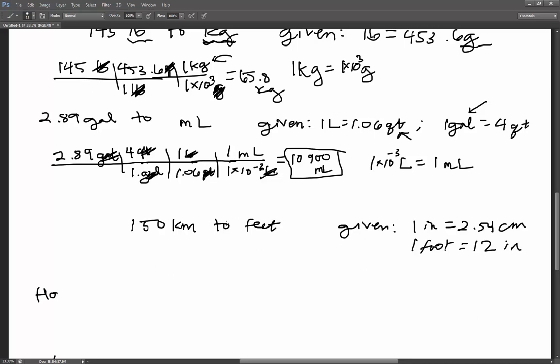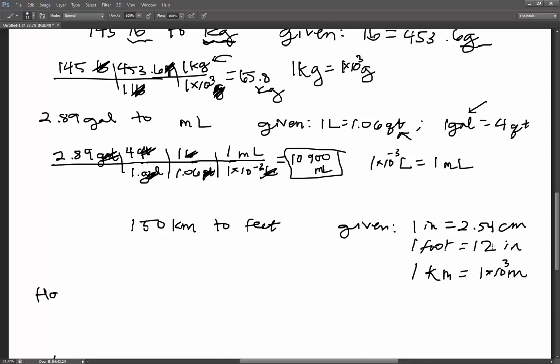All right, so now just looking at this, I see I have feet, but I don't have kilometers over here. So, ooh, that's tricky. I'm going to need a conversion factor to go from kilometers to something else. Well, I've got centimeters. Those are both metric units of length, but I don't know how to go from kilometers to centimeters. But I do know how to go from kilometers to meters. So I'm going to say 1 meter is 1 meter. And kilo means times 10 to the third. Therefore, 1 kilometer is 1 times 10 to the third meters.